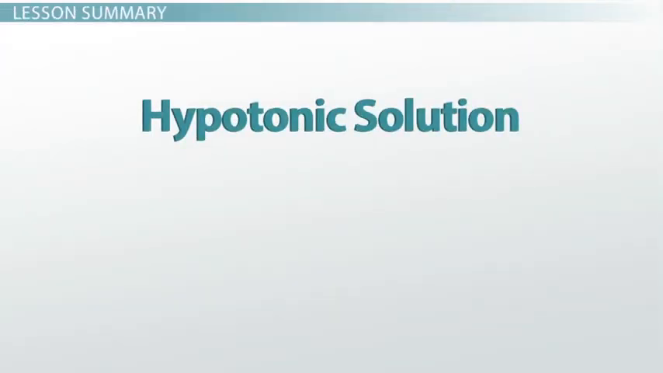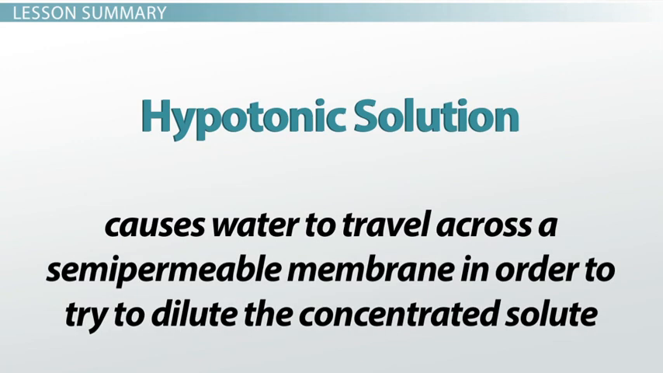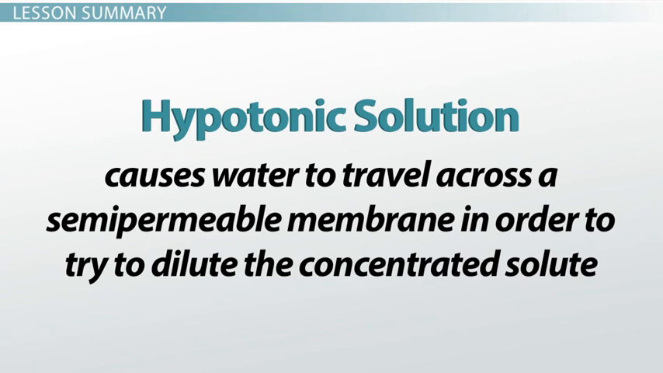Let's review. A hypotonic solution refers to when one solution has less solute than another. This situation causes water to travel across a semi-permeable membrane in order to try to dilute the concentrated solute.